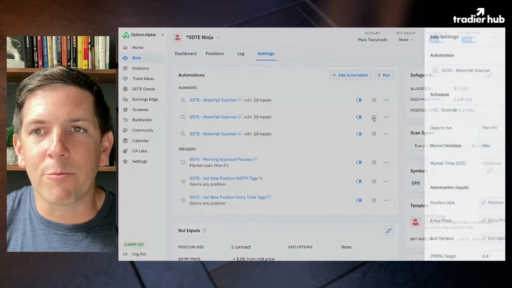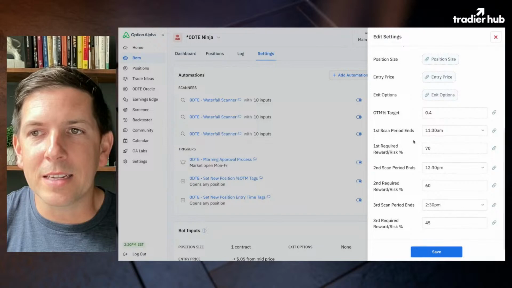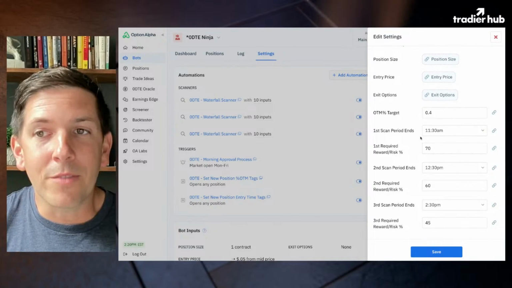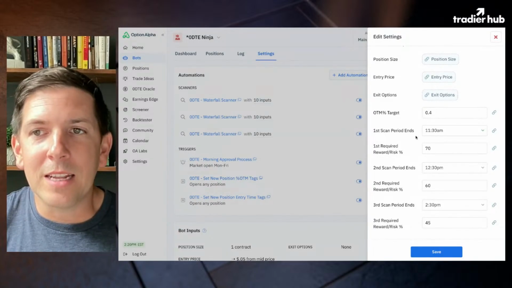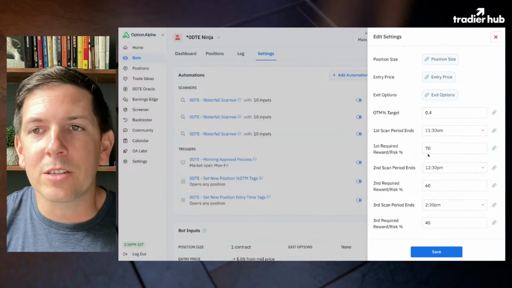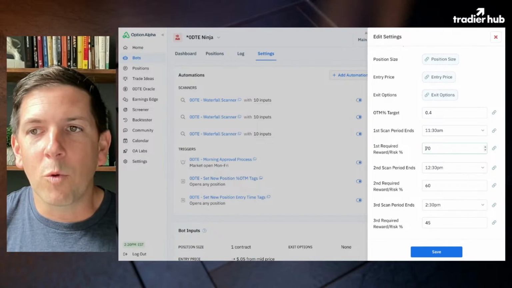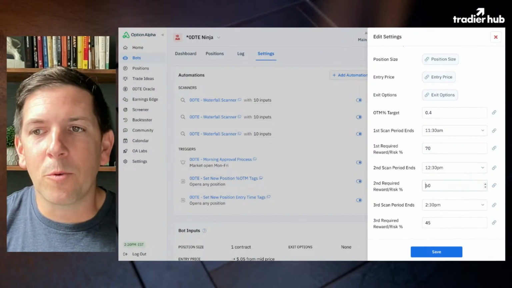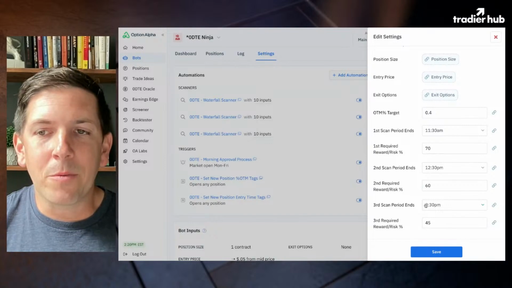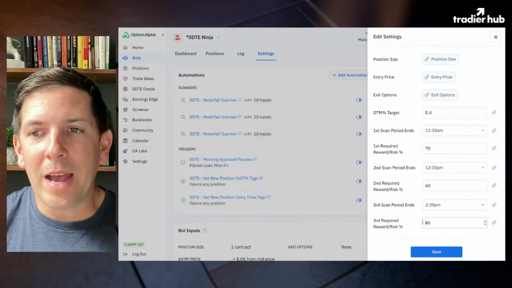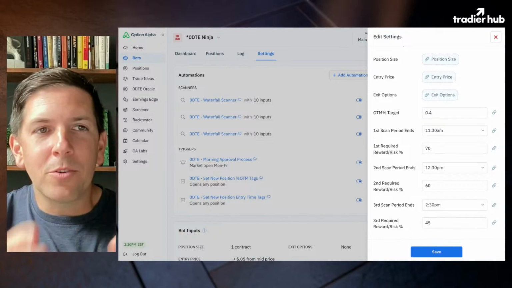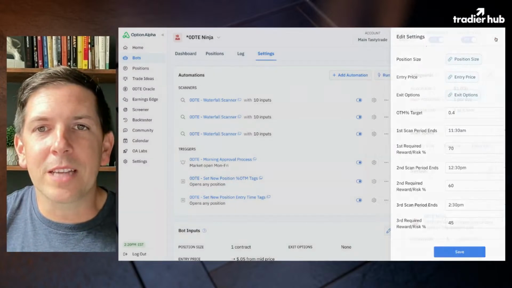Some of the other ones that I run are a little bit different like this. This one looks at 0.4% out of the money. It stops the first scan period at around 11:30. But inside the market open to about 11:30, it's looking for 70% reward to risk requirement. And then at 12:30, it backs it down to 60%. And then from 2:30 till the end of the day, it backs it down to 45%. So that's why I call this my waterfall, because I'm doing a progressive waterfall at different times during the day.